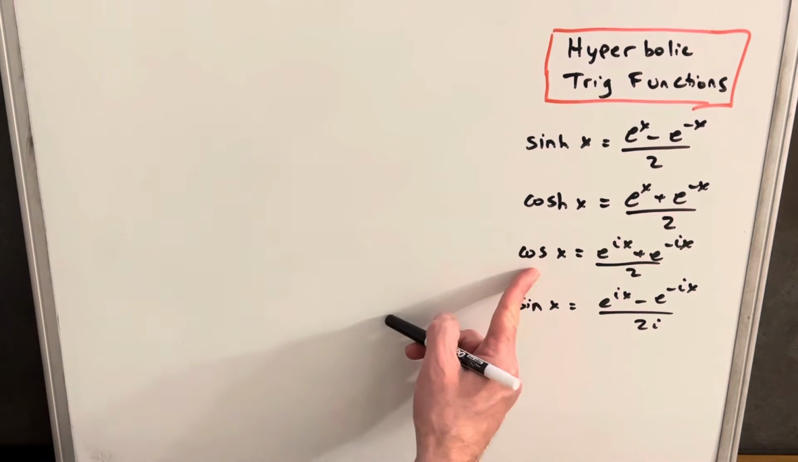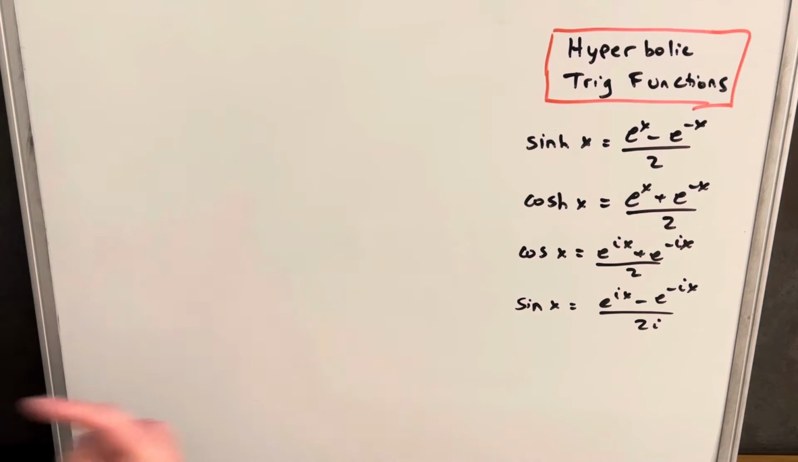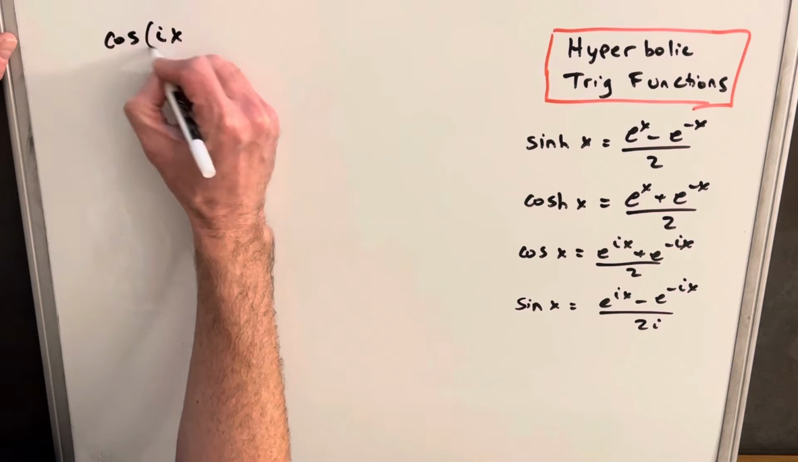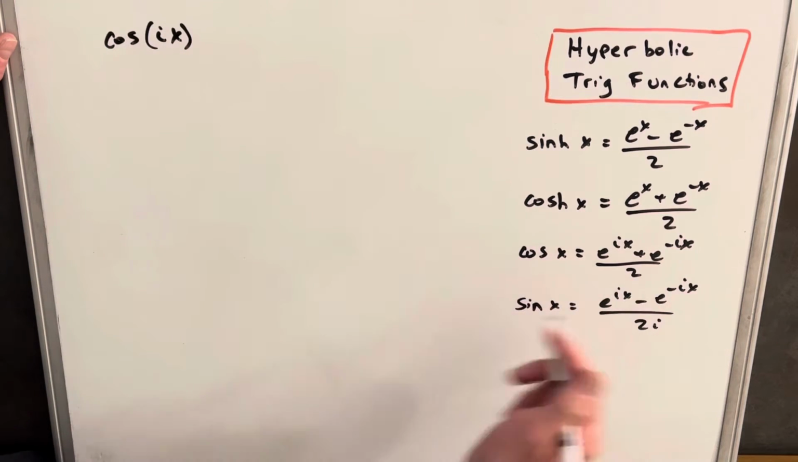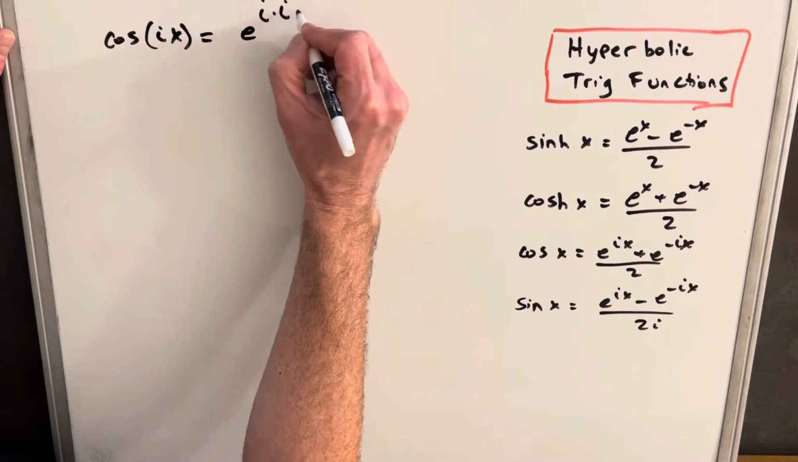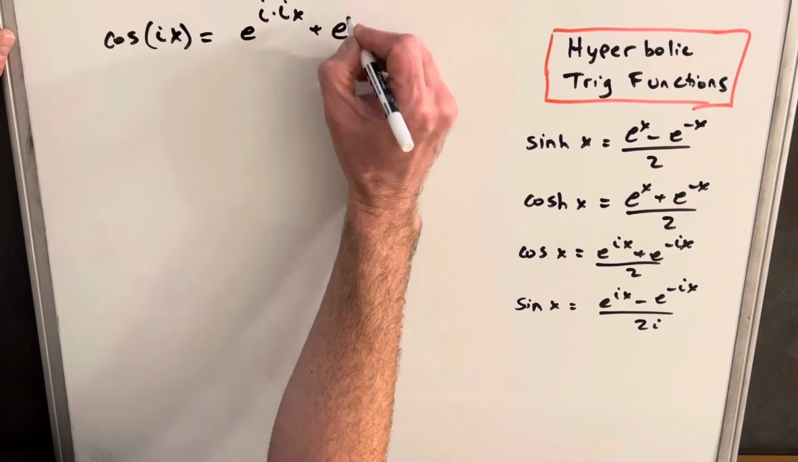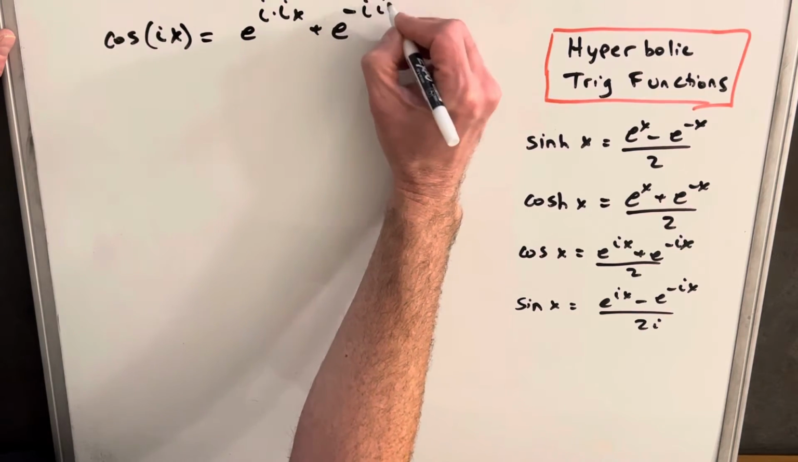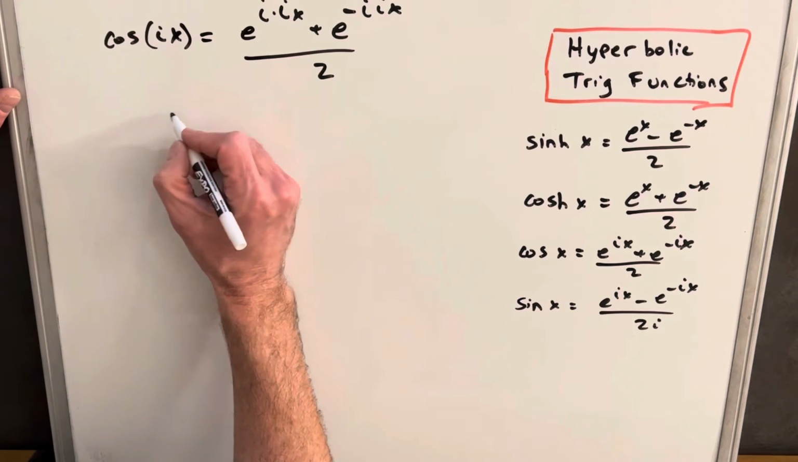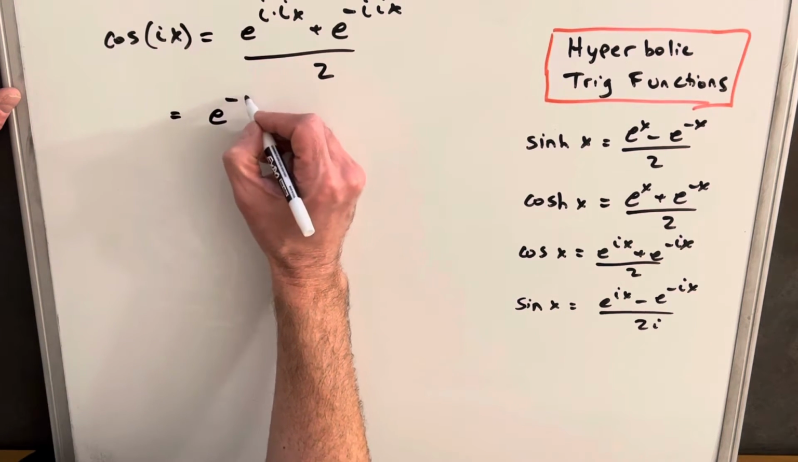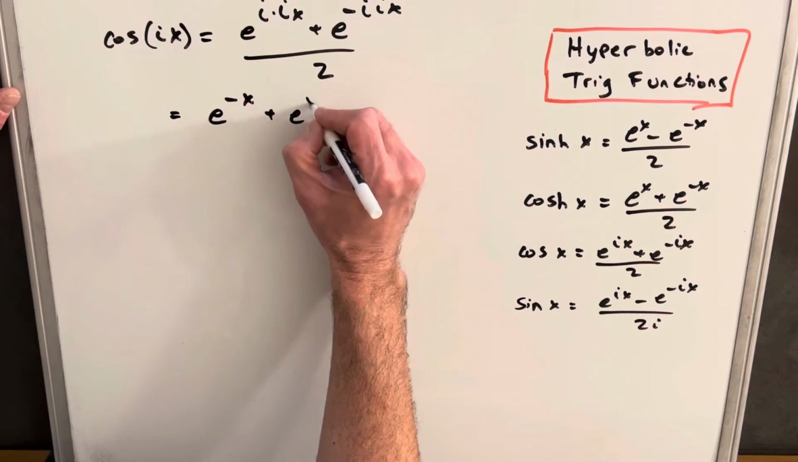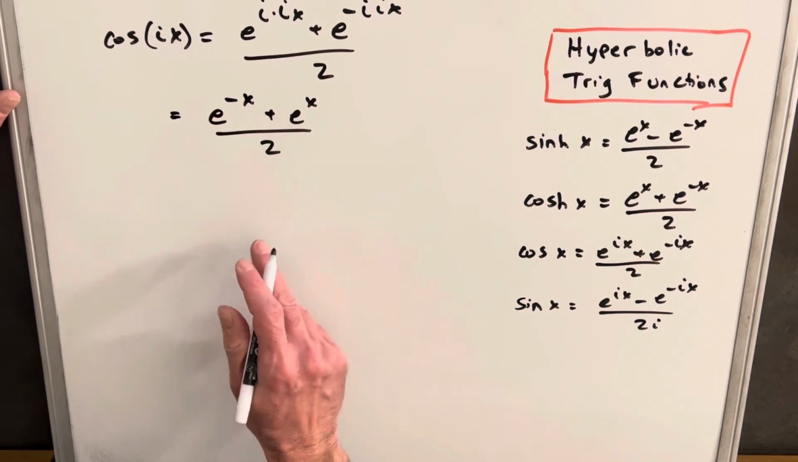So from here, we're going to take our definition of cosine, and instead of using x, we're going to plug in cosine of ix. Wherever we see an x, we're going to plug in ix. So this is going to look like e to the i times ix plus e to the minus i times ix over 2. Then i squared is just minus 1, so we're going to have e to the minus x plus, and here a minus 1 times a minus, so it's going to be e to the positive x over 2.